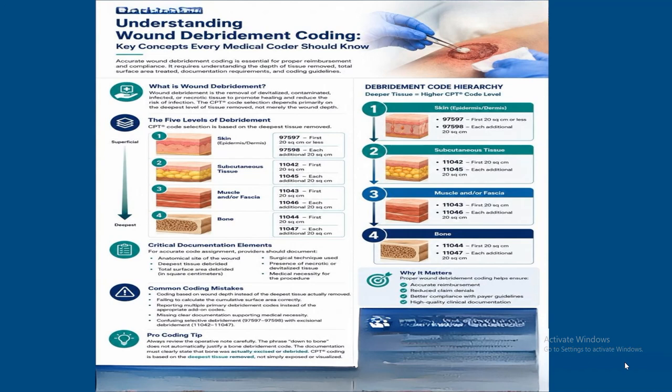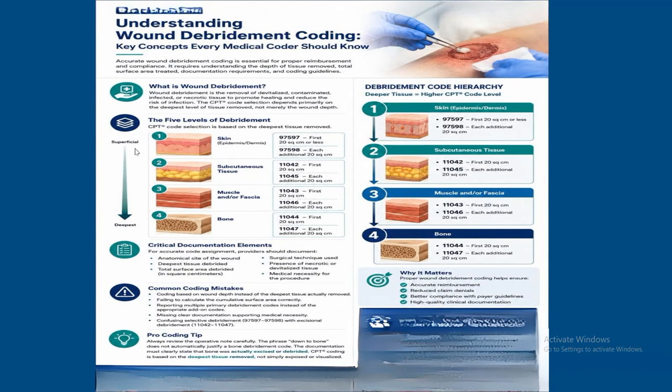Next we have subcutaneous tissue debridement. For subcutaneous tissue we need to use 11042 for the first 20 square centimeters and 11045 for each additional 20 square centimeters. As we have discussed previously, muscle and or fascia have the same codes for debridement, where we need to use 11043 for the first 20 square centimeters as well as 11046 for each additional 20 square centimeters. The last or deepest level is the bone level, where we need to use 11044 for the first 20 square centimeters and 11047 for each additional 20 square centimeters.